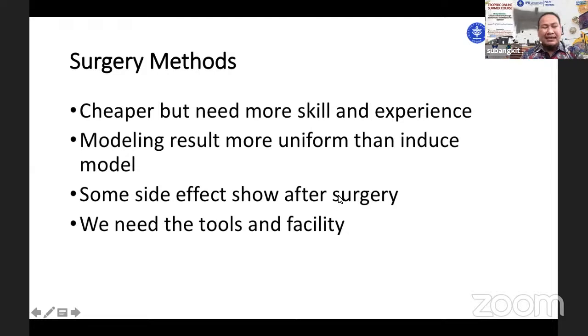For example, if we do bile duct ligation to make liver injury, the side effect is the animal will have diarrhea with a lipid proportion higher than normal. If we make some neurological sign, the side effect is the animal has difficulty reaching the food and the water. So we have to make a special condition for the animal during the surgery method. And we also need the tools and the facility, a more sterile condition, because we will open some part of the body and expose it to the environment, which may contain many contaminants. So we need special facilities to perform the surgery method.